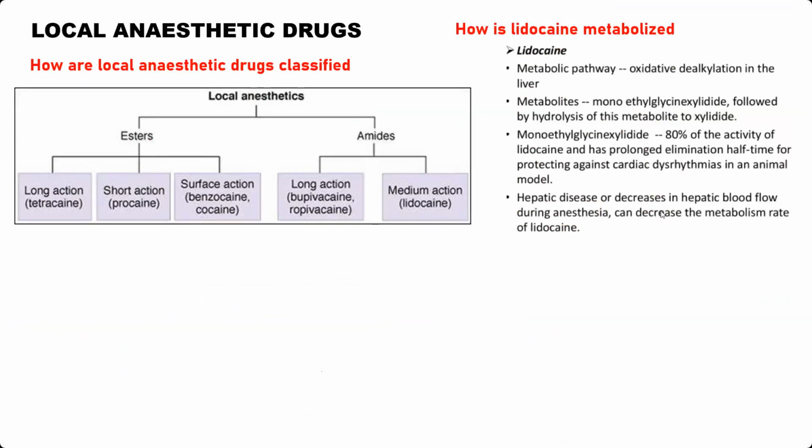Hepatic disease or decreased hepatic blood flow will cause a decrease in the metabolism. So in patients with liver failure or patients with poor hepatic blood flow, we have to be careful in giving lignocaine. How does prilocaine cause methemoglobinemia? Sir, it inhibits the enzyme methionase.